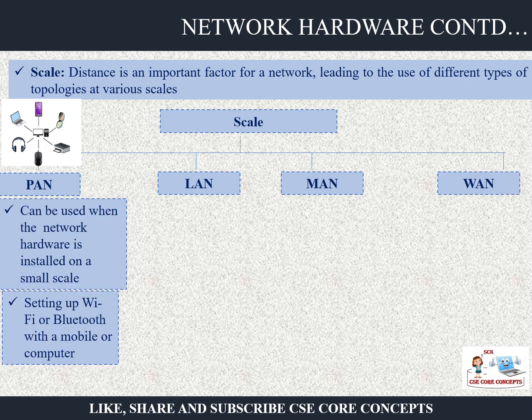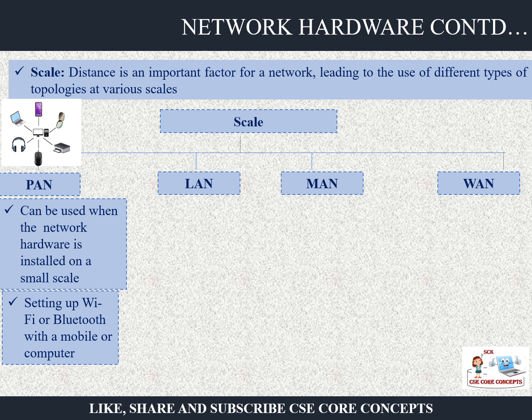A personal area network is when, suppose I have a wireless mouse or a wireless headphone connected with my laptop, and the connectivity range is very small. I cannot take my mouse to some other place and operate my laptop, right? So the range is very limited. Or you are using a mobile hotspot, and that hotspot range is also very limited. These are examples of a personal area network.